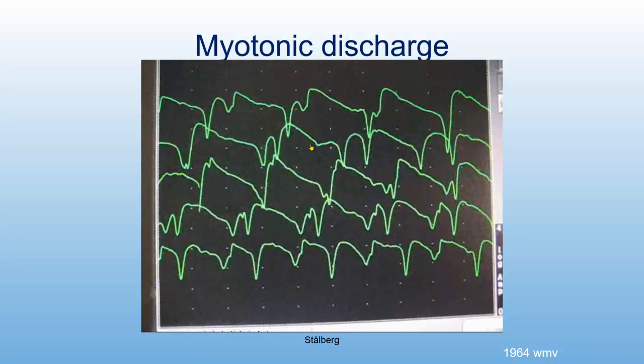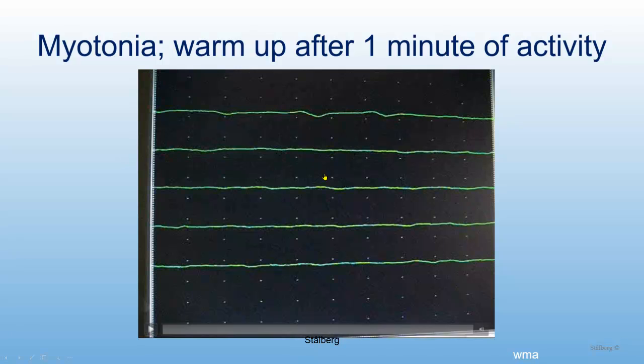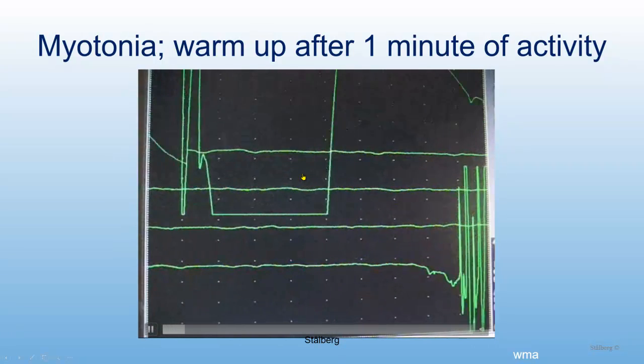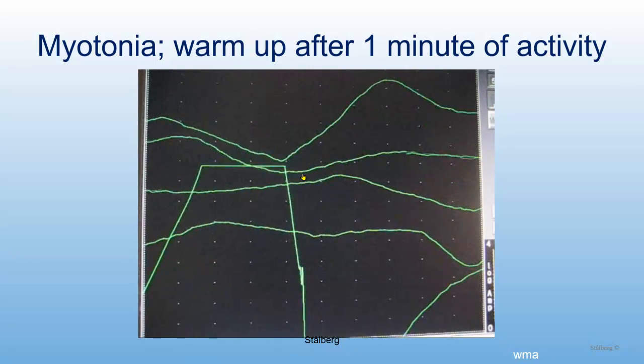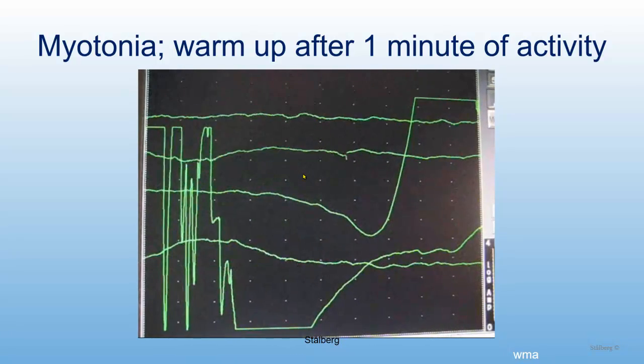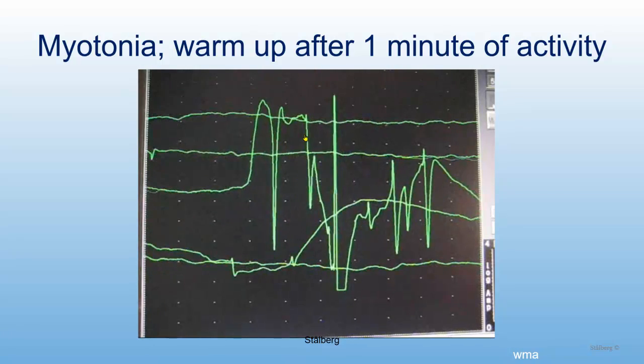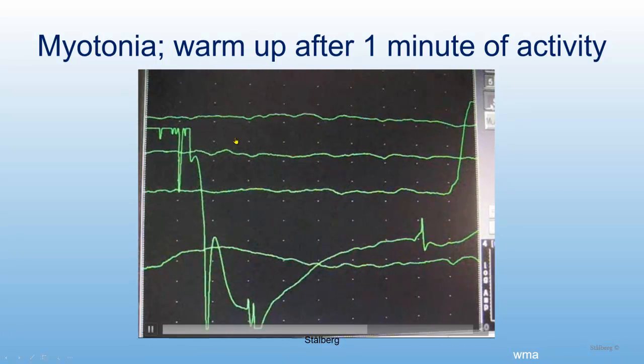Here is the situation in this muscle. Now we ask the patient to activate, and directly after that we look at the activity. And here you see I move the needle to try to provoke myotonia, but it was not possible. So this is the warm-up effect.